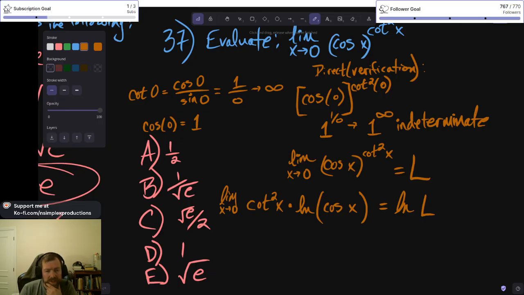Okay, so again, cotangent is going to infinity, and our cosine is going to 1, which makes the natural log go to 0. So this is now infinity times 0. And yes, of course it's indeterminate. We already established that that was going to be the case for a bit.